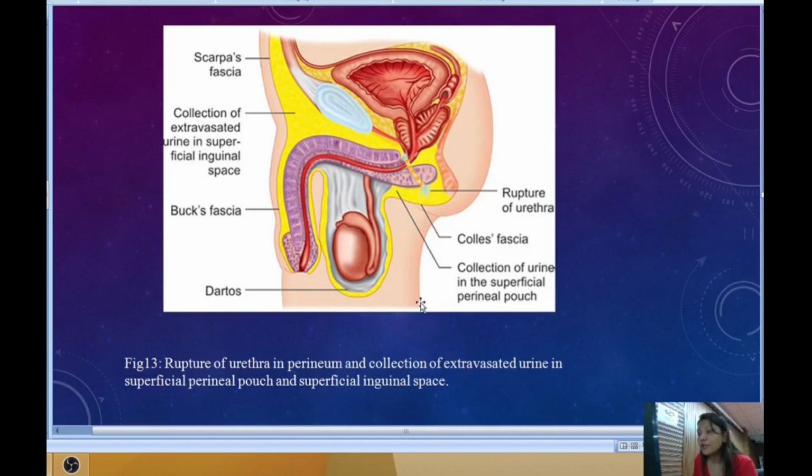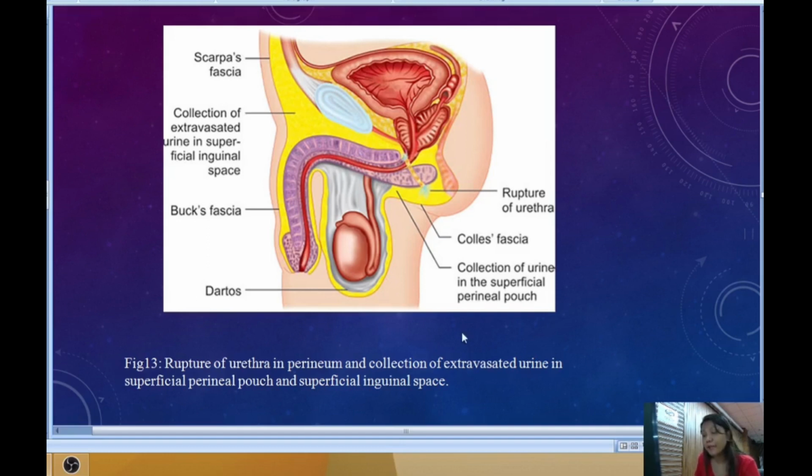Why is the urine not going down below the thigh? Can anyone tell me? Because of the inguinal ligament? No, because of the Holden's line. There is a firm attachment of Scarpa's fascia to the fascia lata, so the urine is not going down below the Holden's line. Did you understand or not? If you have not understood, I will explain again. So what happens if there is any injury in the urethra? This question might come.